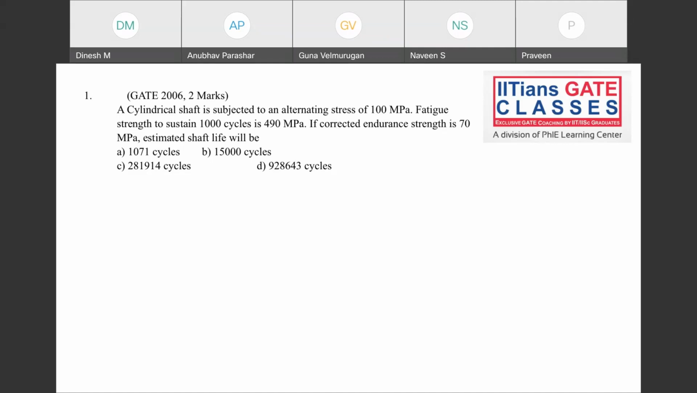Okay, so you already know, I've already explained two times how to solve using the SN curve. This equation you have to use because it is alternating stress. For reversed stress, we'll directly use the endurance limit. But if it is alternating stress or repeated stress, in that case, what do we have to do? We have to use the SN curve.